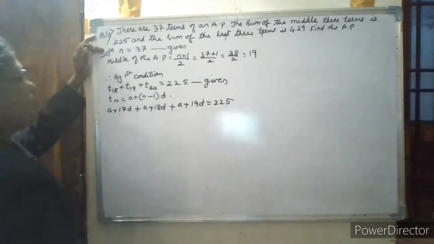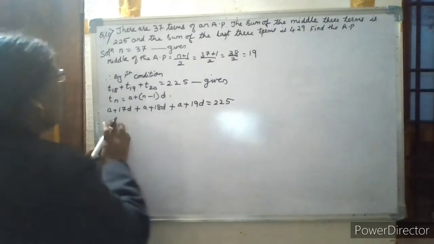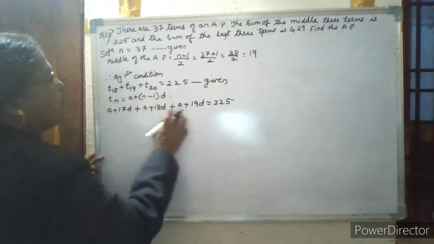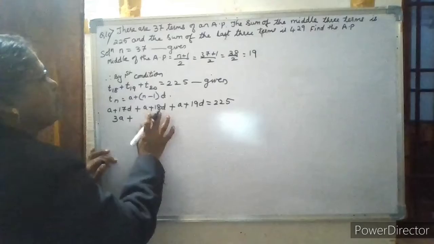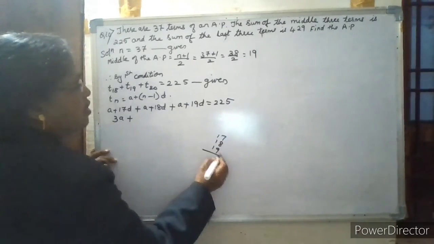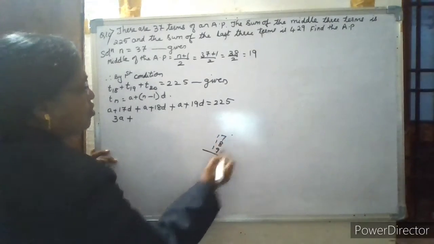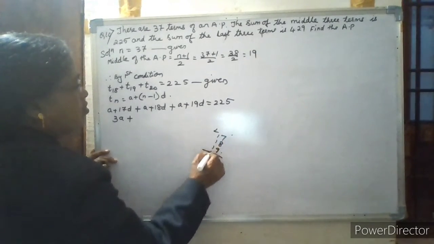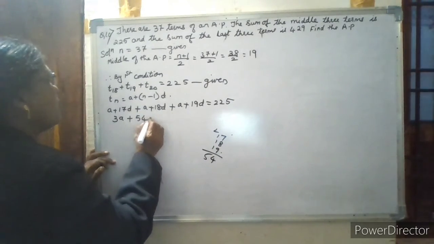Now, from this, we have A plus A plus A, that is 3 times A, plus 17 plus 18 plus 19. It is 17, 18, 19, 20, 22, 24. 24 plus this is 3, 4, 5, 54. So this is 54D is equal to 225.